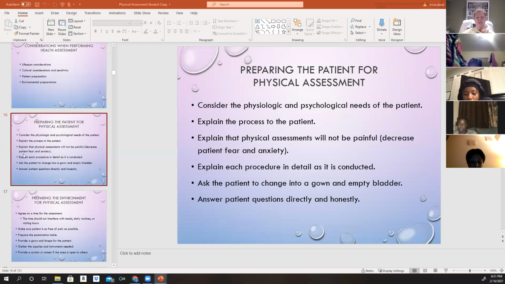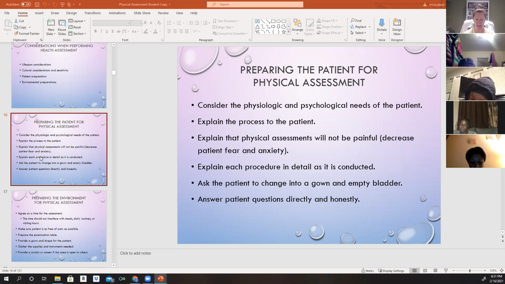Preparing the patient for the physical assessment. We want to consider the physiologic and the psychological needs of the patient. Determine if your patient is going to be able to even participate in this exam. Are they a heavy patient who isn't moving because they're really, really sick? Maybe you're going to need a tech to come in with you so that you can roll the patient together, get a really good look at their skin on the back, and listen to those lung sounds. Explain exactly what you're doing to the patient.